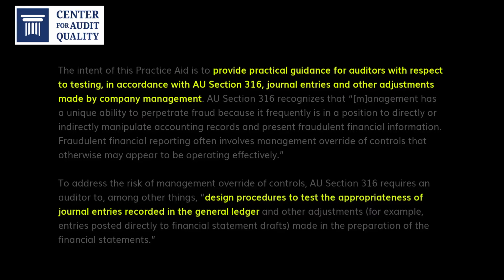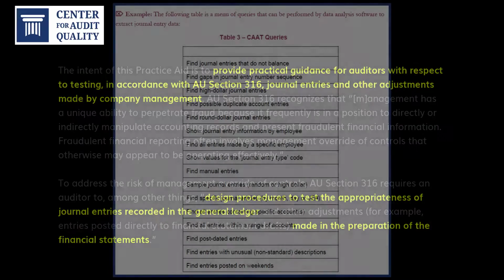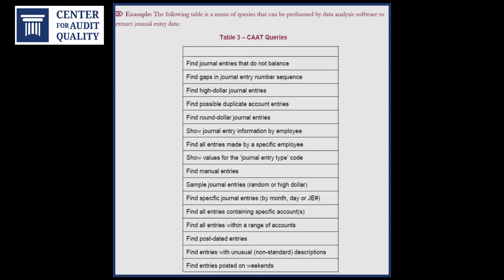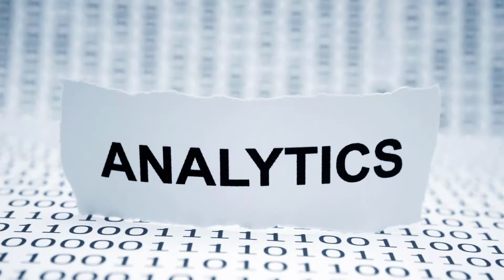It goes on to say that AU Section 316 requires an auditor to design procedures to test the appropriateness of journal entries recorded in the general ledger, made in preparation of the financial statements. The practice guide also lists the following tests that can be performed on the general ledger to help address audit risk. Such tests include finding journal entries that don't balance, entries posted on weekends, and duplicate entries, just to name a few. These tests can all be carried out using data analytics.